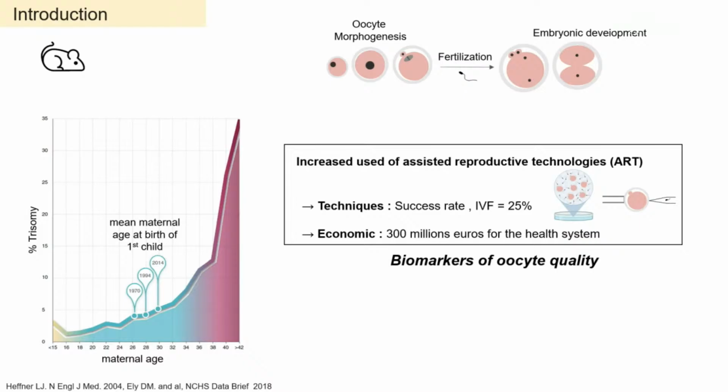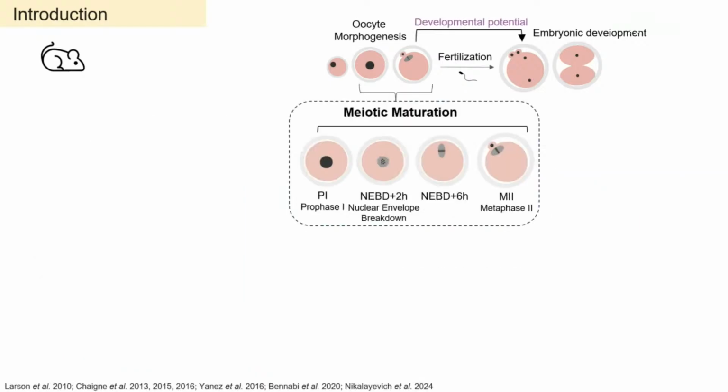So the goal of my project is to try to find new biomarkers to better assess oocyte quality and try to improve the success rate of this kind of process. More specifically, in my PhD, I'm trying to understand how oocytes acquire a developmental potential, meaning their ability to become viable embryos after fertilization.